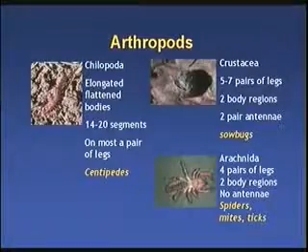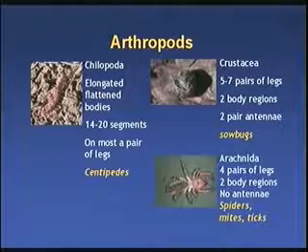We've got the chilopods up here, these are centipedes. Often we run into these out in the garden. These have elongated, flattened bodies of about 14 to 20 segments, and on each segment there's a pair of legs. So what's the key there? A lot of legs.